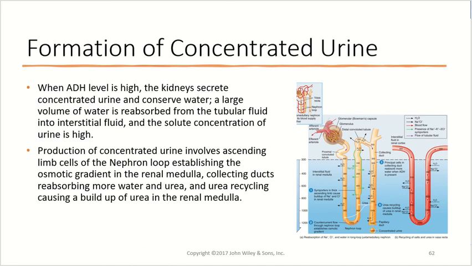So the production of concentrated urine is going to involve the ascending limb of the nephron loops, and this is going to be really important in establishing the osmotic gradient that we see in the renal medulla, as well as in the collecting ducts, reabsorbing more water and more urea. And the urea cycling is also going to cause a buildup of urea in that renal medulla.